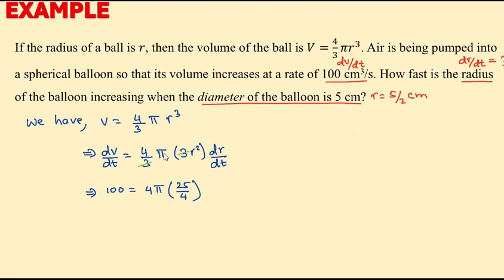This is our 4 pi, right? And then the radius is, I mean, radius is 5 over 2. So the square of 5 is 25, and the square of 2 is 4. So the square of 5 over 2 will be 25 over 4. Once we do that, we can simplify this a little bit. Again, these two get canceled. So what we get is 100 is equal to 25 pi dr over dt.